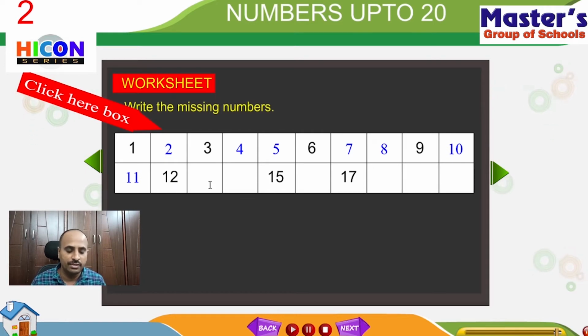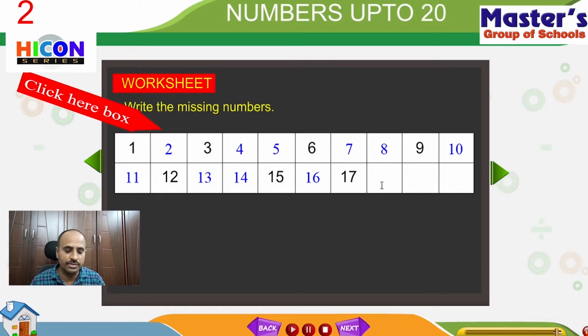And after 12 the number will be 13. So write the number 13. And the number that comes after 13 is 14. So write the number 14 there. So after 14 the next number will be 15. So 15 is already given in the table. So after 15 the next number will be 16. And after 16 the number will be 17, already given.